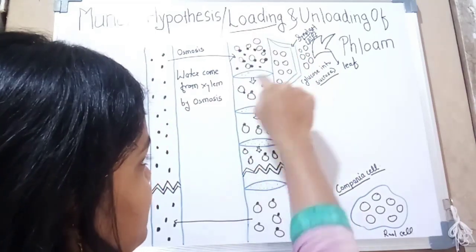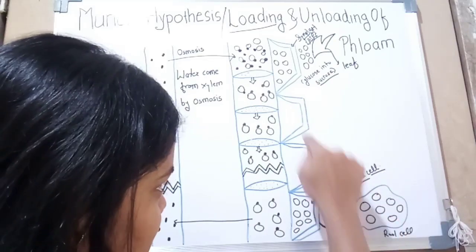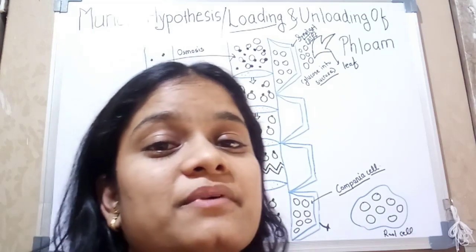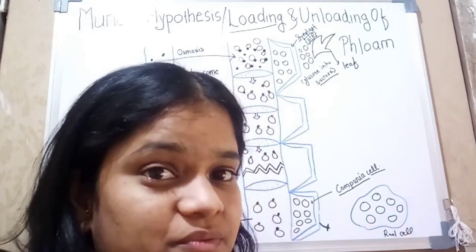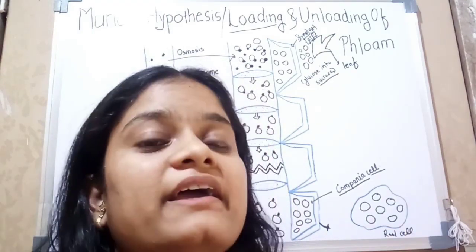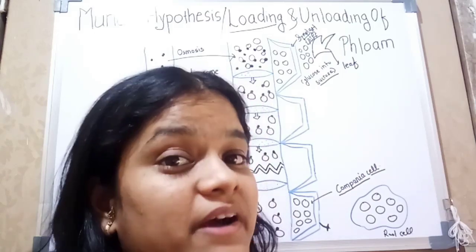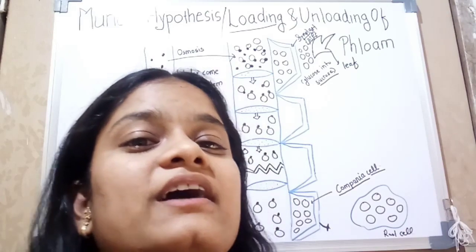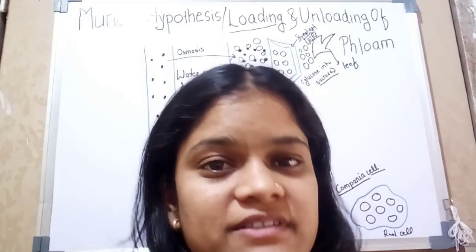These sieve tubes surround the companion cells. So these are the companion cells. These companion cells are responsible for providing energy for active transport. In addition, they help to provide support to the sieve tubes. Okay, so let's see how the process actually takes place.